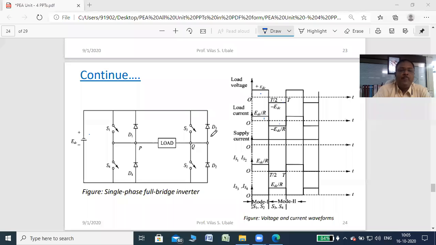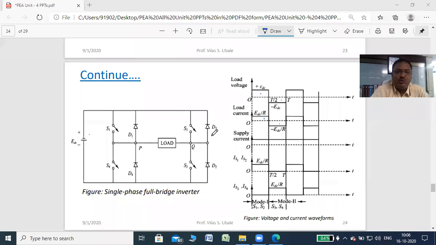For inductive load, the circuit is again the same, but this time the diodes D1, D2, D3 and D4 are required. Otherwise your circuit output current is discontinuous. If current is discontinuous, then automatically the appliances you are using on this inverter may turn off, right? So these diodes are necessary for inductive load. So S1, S2, S3, S4 and diodes D1, D2, D3 and D4, total 8 devices are used. Diodes are also power diodes, and S1, S2, S3, S4 are the power switches.